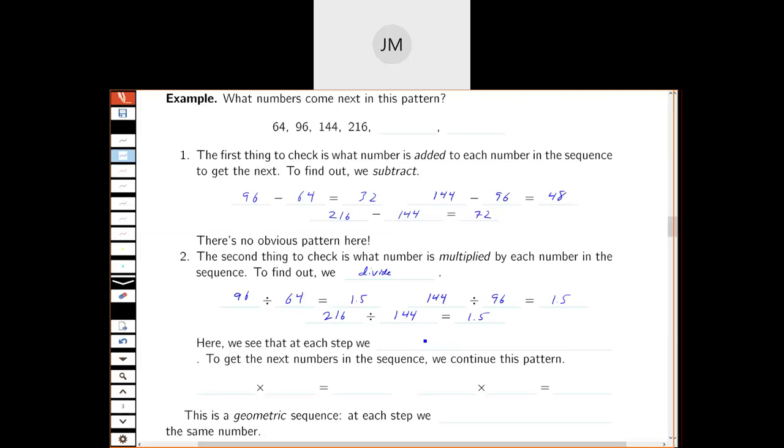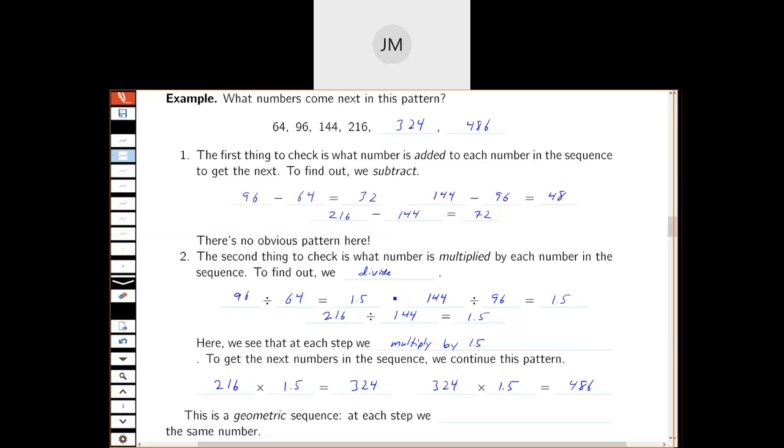So here I can see that at each step, what we need to do is multiply by 1.5. So to get the next two numbers in the sequence, I could take 216 and multiply by 1.5 and get 324. I'll write that down, my 324. And then I'm going to take my 324 and multiply it by 1.5. Okay, that gives me 486. So that's my sixth number, right? 486.